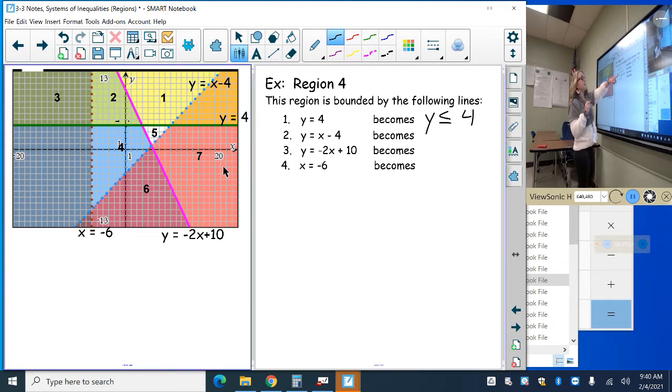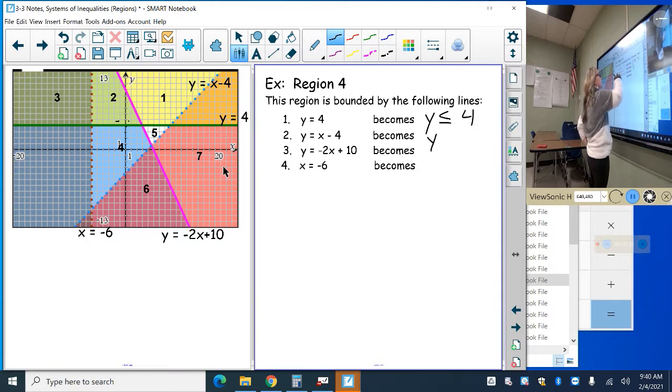Now we have to replace this equal sign with an inequality. So y equals x minus 4 we know is this blue dotted line. I just said it's dotted, so it has to be less than or greater than. Is region 4 above the blue dotted line or below the blue dotted line? Above the blue dotted line, which means I have to replace this equal sign with a greater than: y is greater than x minus 4.